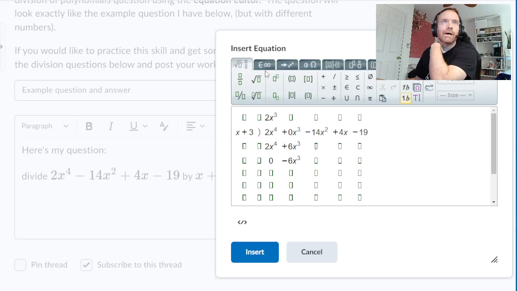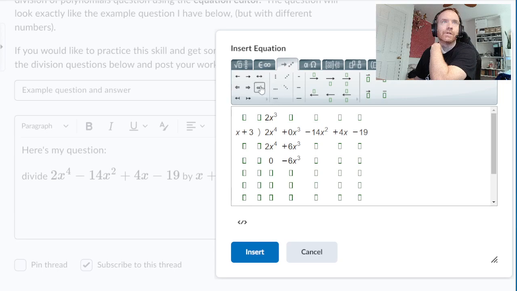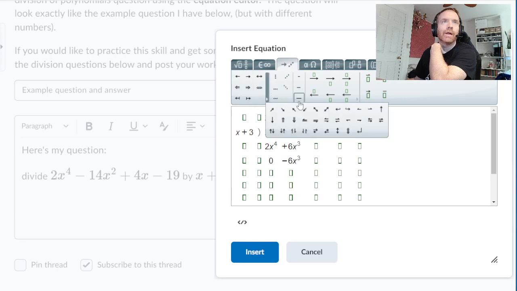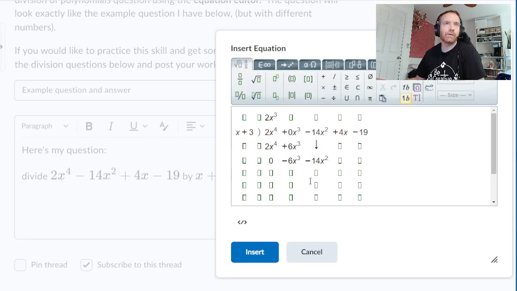So again, I think this is probably a little excessive in terms of whether you would have to do this, but I'm going to do a downward arrow just to make my process a little easier to understand. I think if you left it blank, that would be fine. Anyway, we're going to bring down the negative 14x squared, right, which goes here. And now I repeat the process.